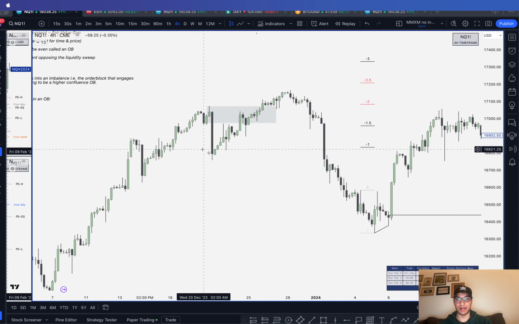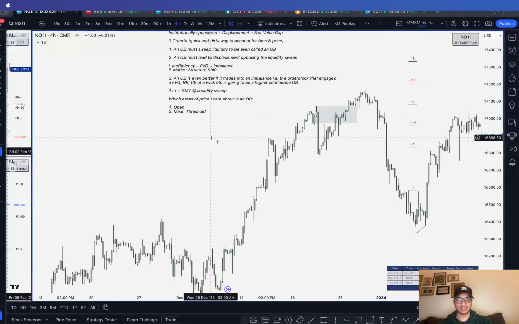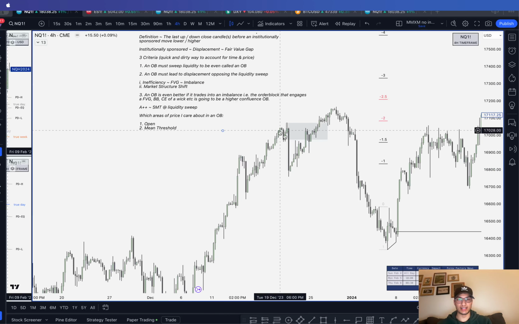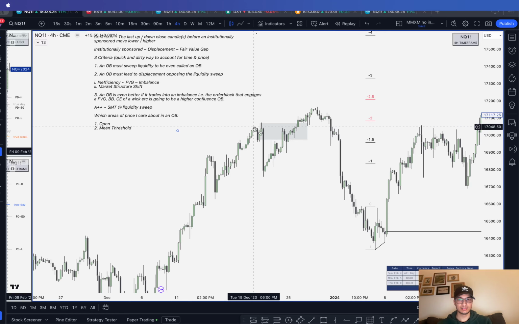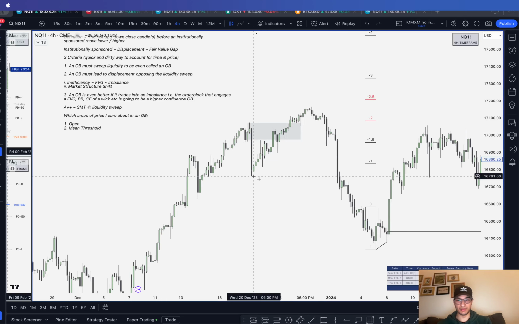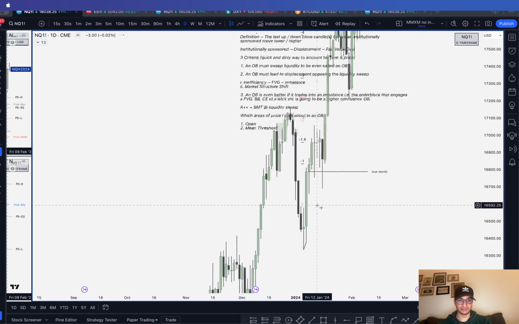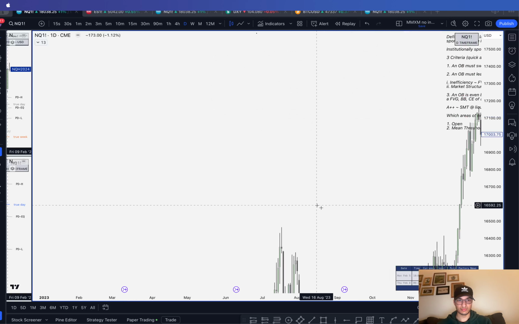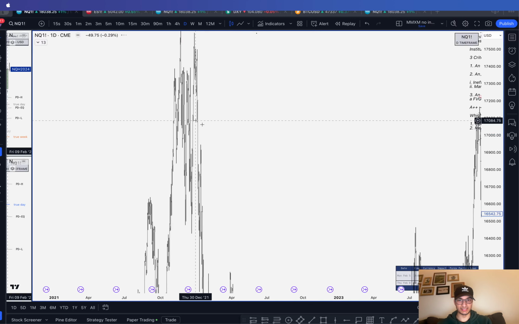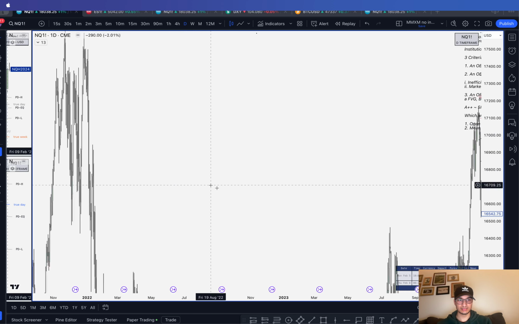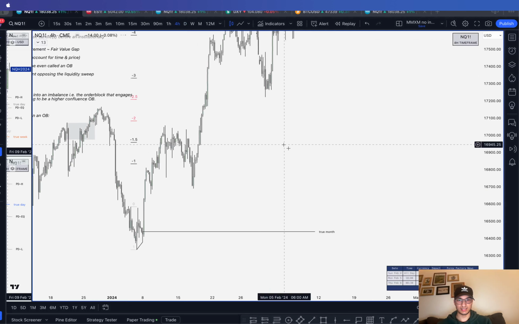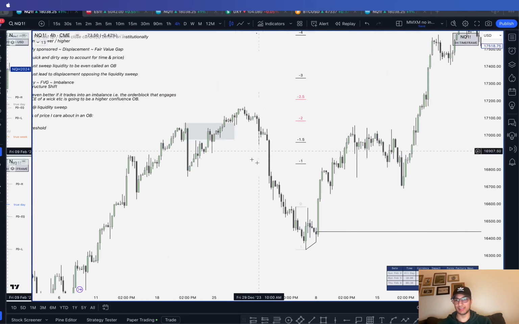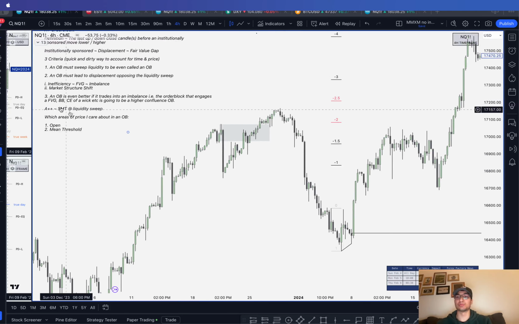No. I would say yes. Let's go through it. Does it sweep liquidity? Yes. Does it lead to displacement? Yes. Does it tag a higher time frame PD array? Let's check. Yeah, this daily fair value gap. Okay, and is there an SMT? I don't even care. It's A+ at least, right? So it's an A+ order block.